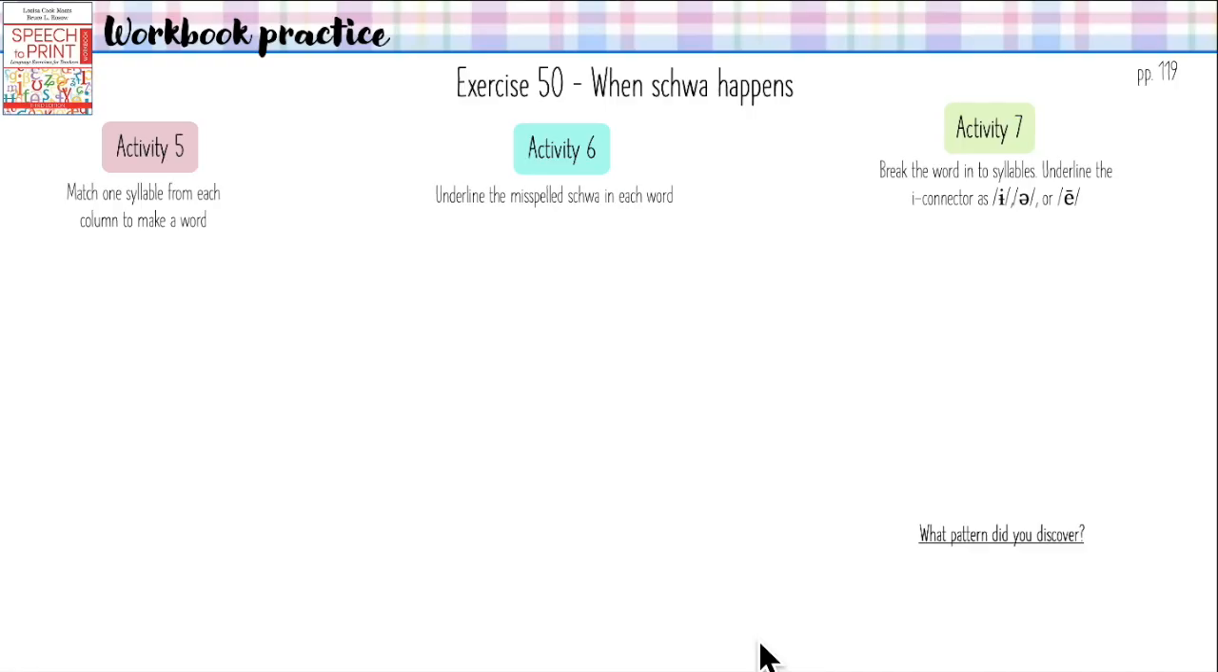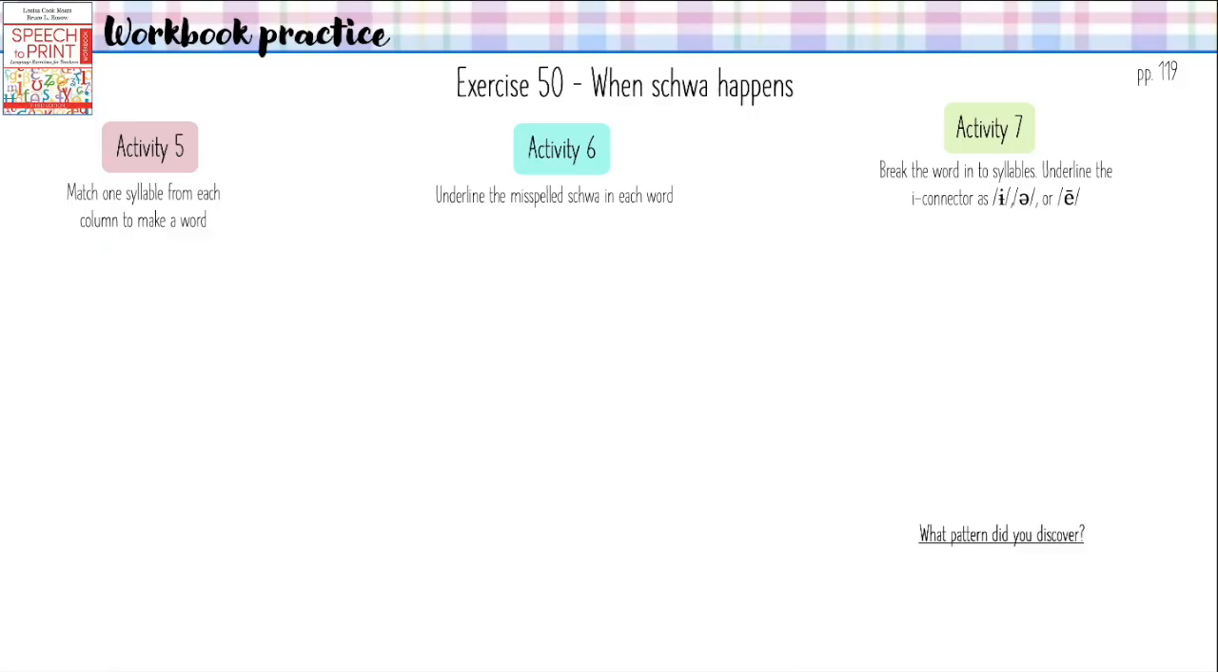Continuing with activities, activity 5, match one syllable for each column to make a word. Activity 6, underline the misspelled schwa in each word. And activity 7, break down the word in syllables underlined with the I connector. I'm going to pause the video here and let you guys do that, and then we'll go check our answers. And what we're going to look at the end from all of these activities, from activity 1, 2, 3, 4, all the way to 7, is what pattern do we discover through some of these activities that we're playing with schwa. Okay, so I'm going to pause.